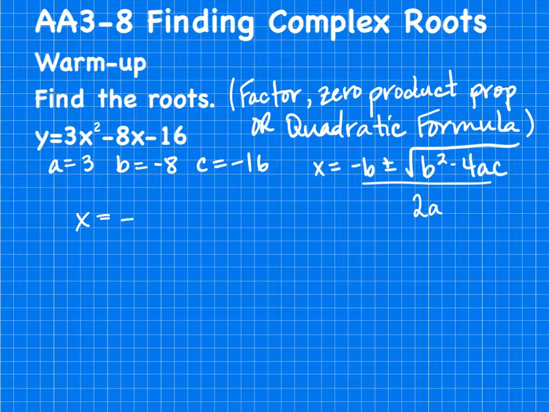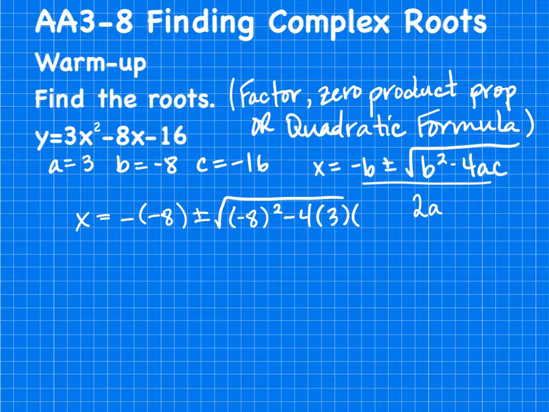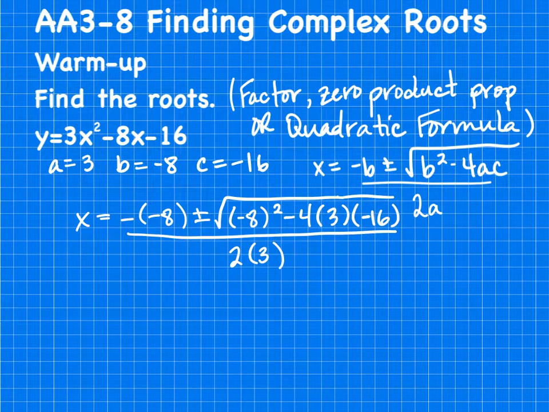x equals negative 8. And what I would highly recommend is that when you plug it into the formula, you put everything in parentheses exactly as it is. The reason for that is if you try to simplify before you put it in, a lot of times negatives get missed. And all divided by 2 times 3. And then we simplify.